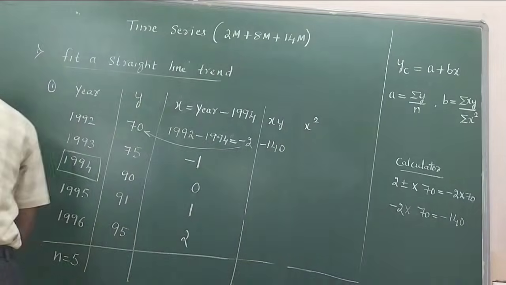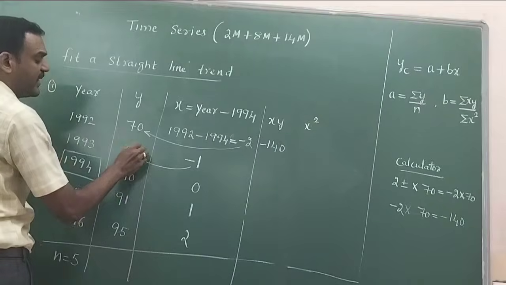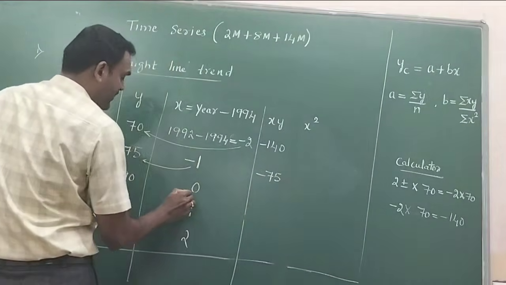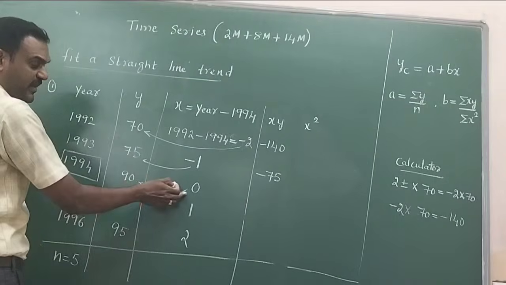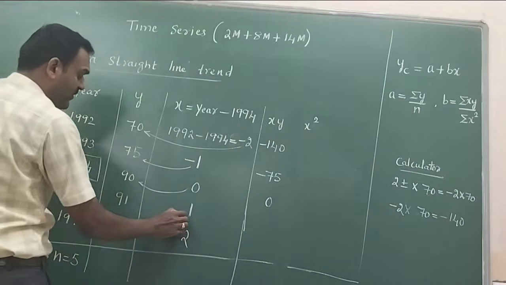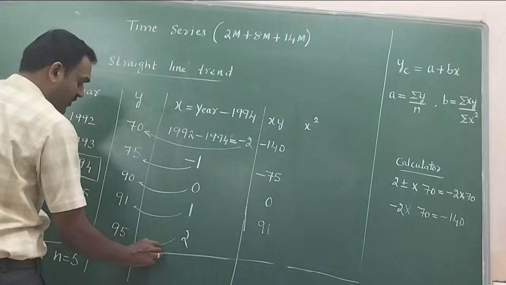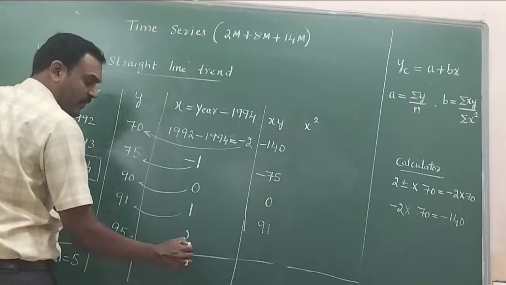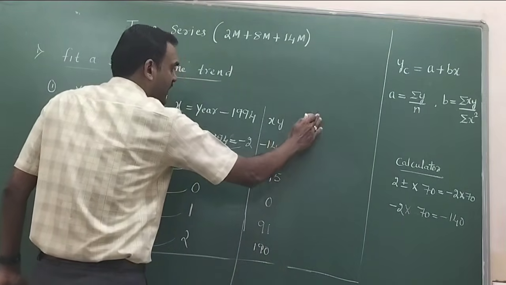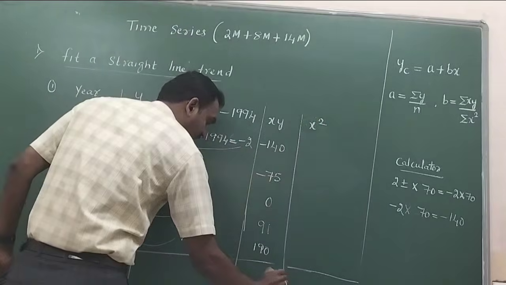yes, next one is again minus 1 into 75 is minus 75. 0 into anything, 0 again, multiply we get 0. And then 1 into 91 is 91. And 2 into 95 is 190. This is xy. Next we need x square according to the formula.